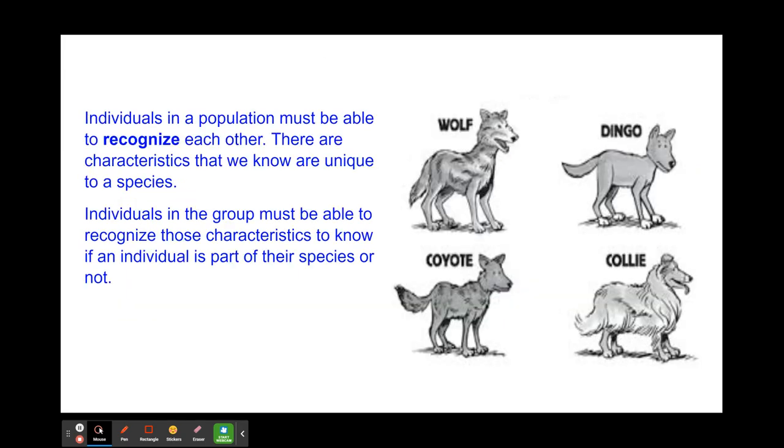Okay, so let's break this down some more. In order to have the urge to mate with one another, individuals in a population must be able to recognize each other. There are characteristics that we know are unique to a species, and those within that species should be able to identify those characteristics to understand the us versus them. A wolf can recognize members of its own species versus a coyote. They could recognize physical features, behaviors, sounds, smells, etc., and know that, okay, you're a wolf and you're a part of my group, and you're a coyote and I don't recognize you, so I'm not really going to mate with you.